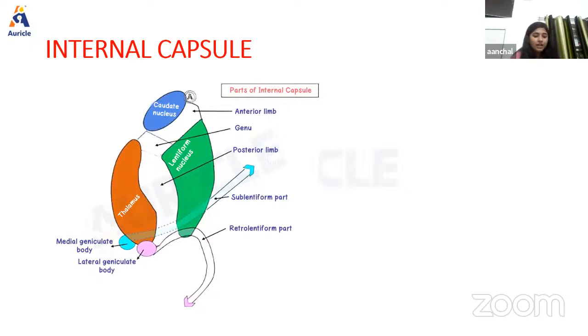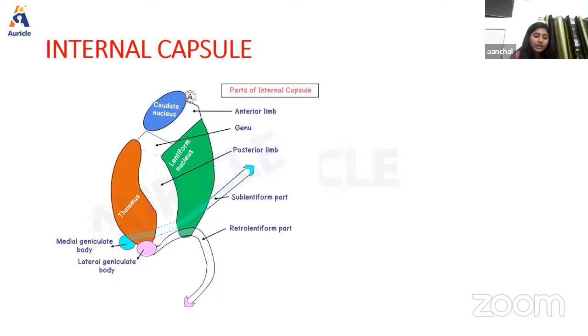So what is the internal capsule? The internal capsule is a broad, compact band of afferent and efferent fibers connecting the cerebral cortex with the brainstem and spinal cord. Okay, so basically this area is responsible for the connection between the cerebral cortex and the brainstem and spinal cord.